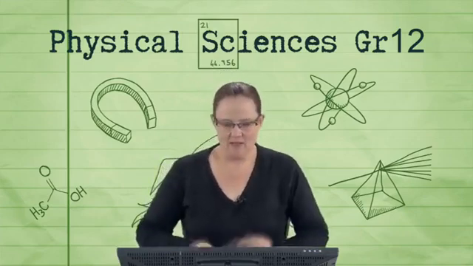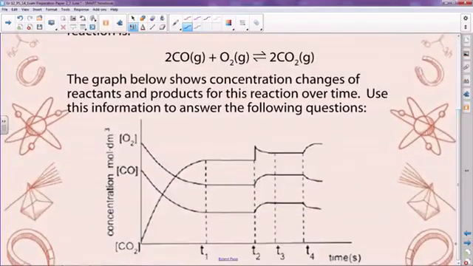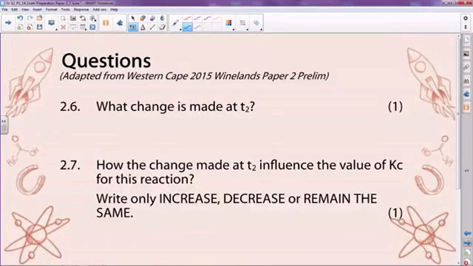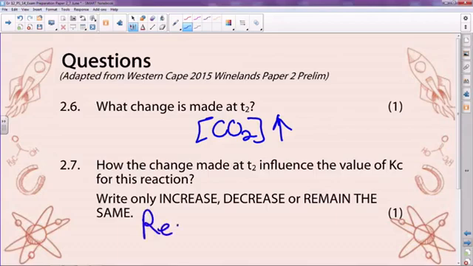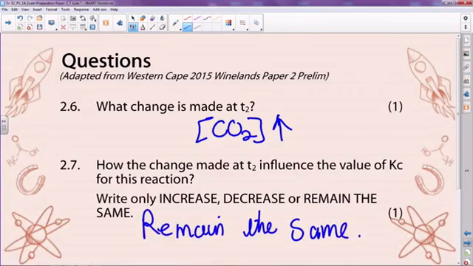Okay, so here's our situation. We have our equation, and now they say to us, well, first of all, what change was made at T2? And we spoke about that earlier, and we said, well, the CO2 was increased. How does the change made at T2 influence the value of the Kc for this reaction? All we did was change concentration. It remains the same. This is so important. Please remember, the only thing that changes the Kc value is temperature. And at T2, we didn't change temperature.